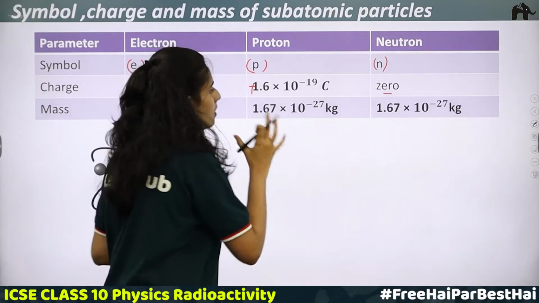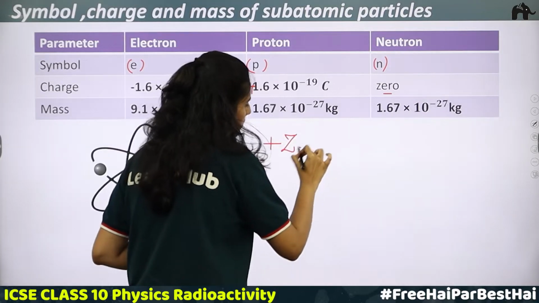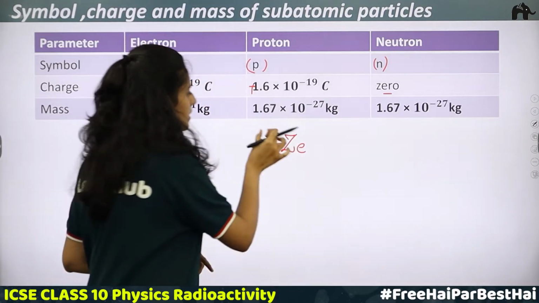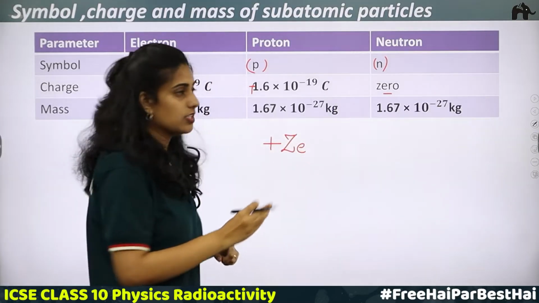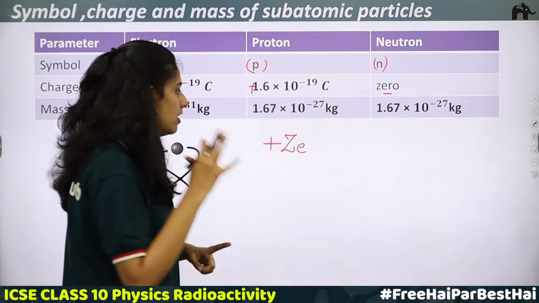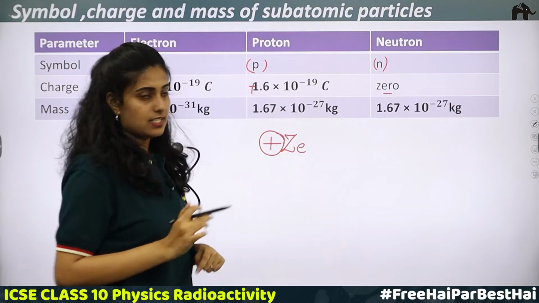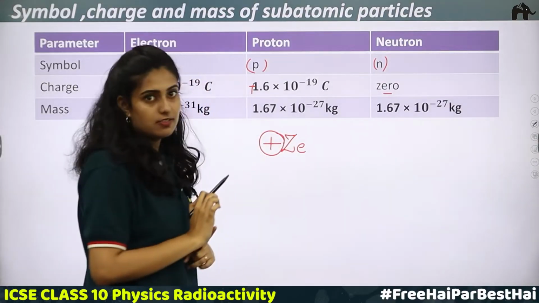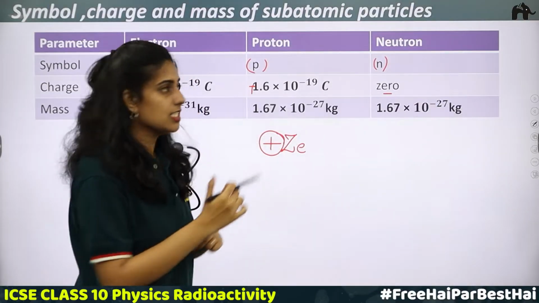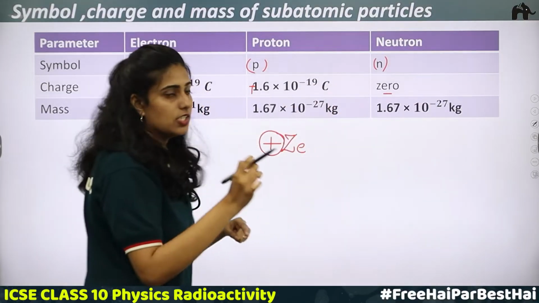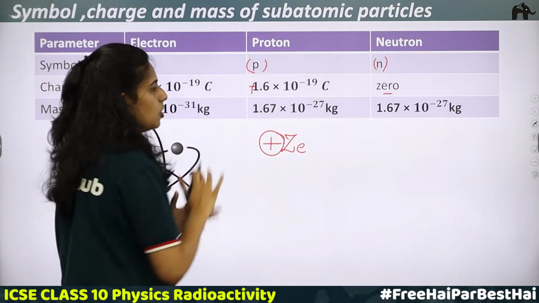Now, to get the total charge of the nucleus of an atom, we have to multiply the atomic number with the electron charge. You just need to take the magnitude, 1.6 × 10^-19 coulomb. The value you get will have a positive sign, because the nucleus is positively charged. It contains only protons and neutrons. So here e means only the value, that is 1.6 × 10^-19 coulomb.